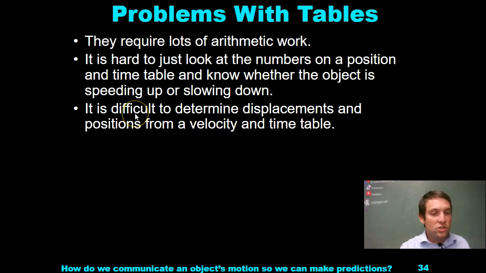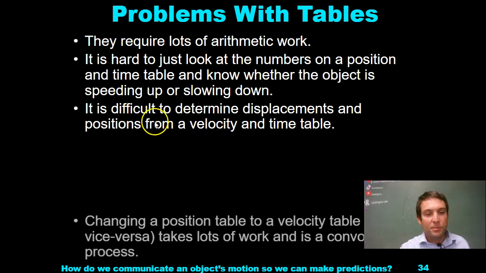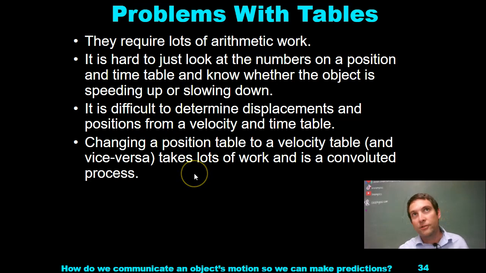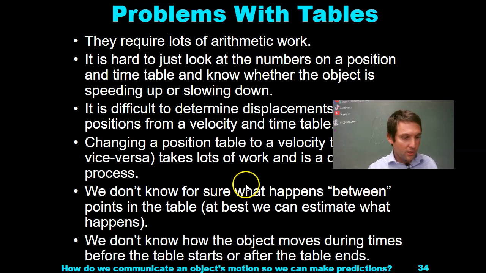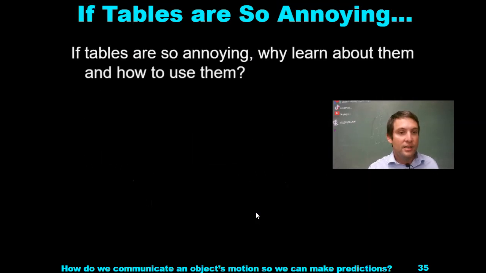It is difficult to determine displacements and positions from a velocity time table because you have to rearrange the velocity equals displacement over time equation to solve for displacement. Changing a position table to a velocity table takes lots of work and is a convoluted process. We don't know for sure what happens between the points on the table. At best, we can just estimate at the average, like we did just a minute ago. We don't know how the object moves during the times before the table starts or after the table ends.